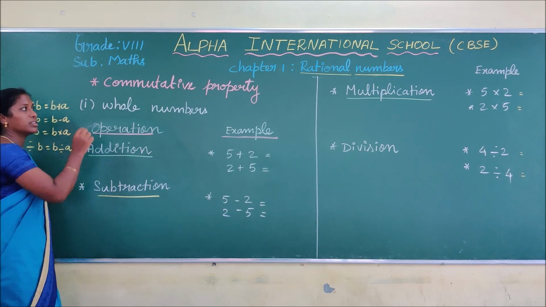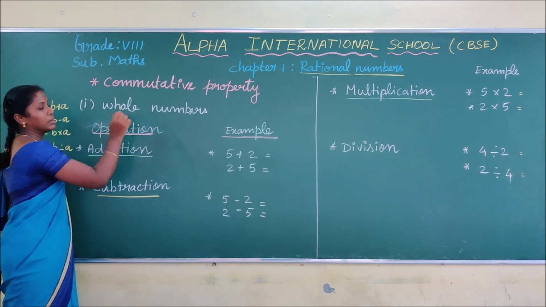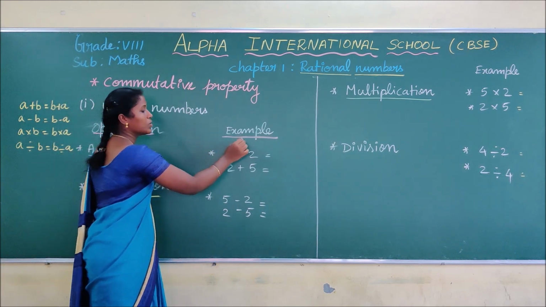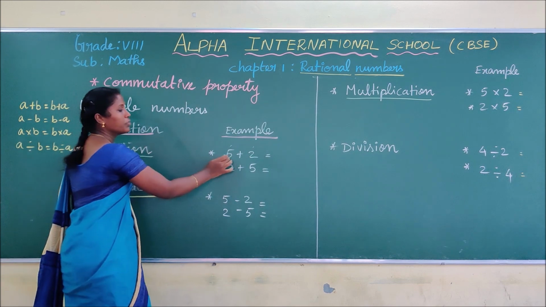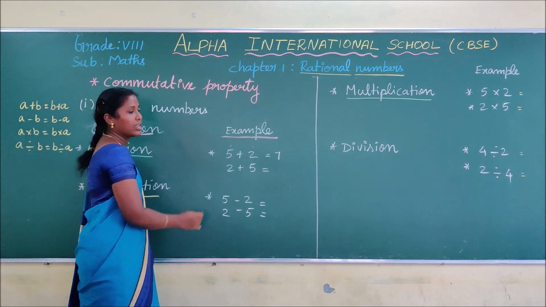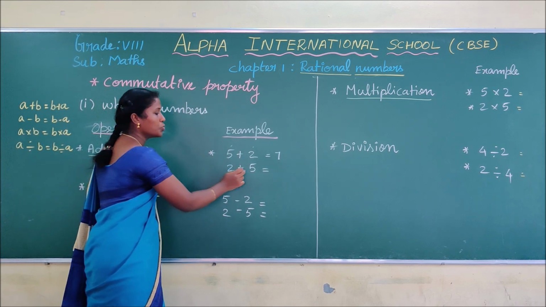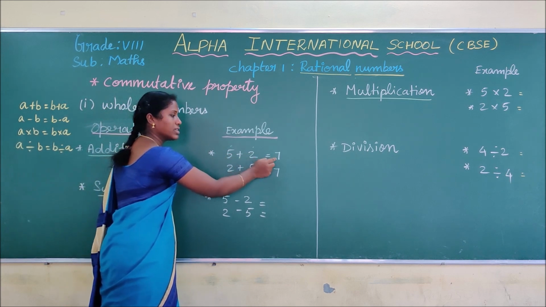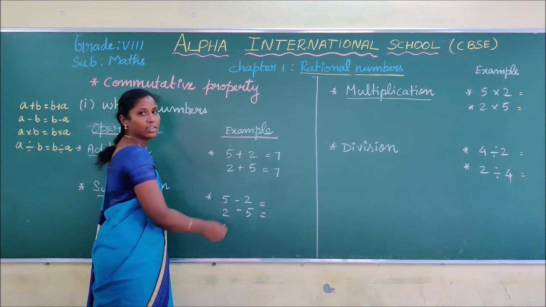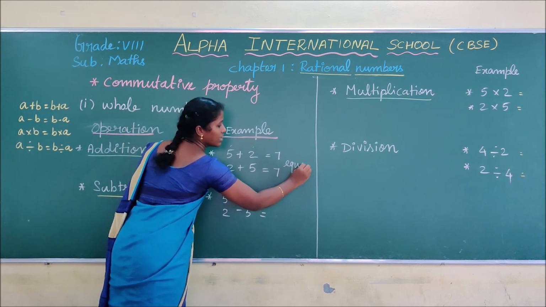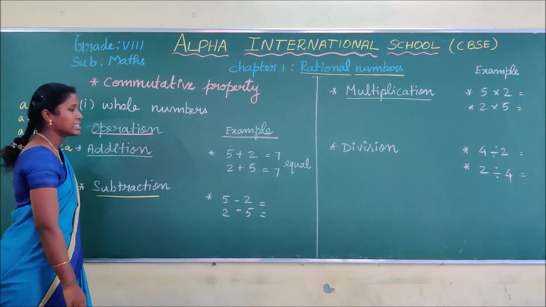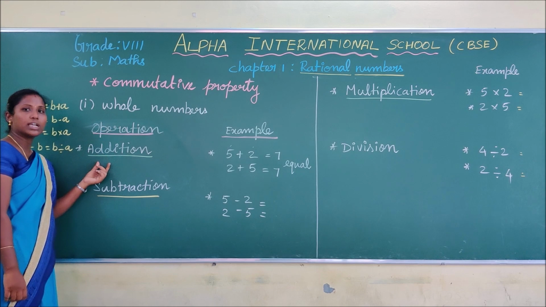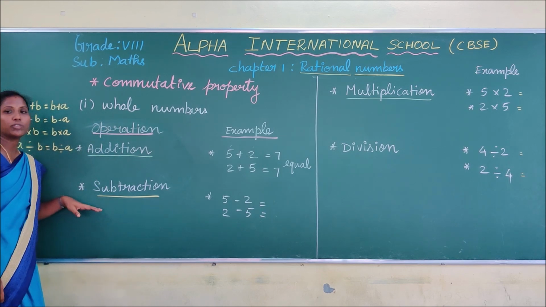So now we are going to check whether the commutative property holds for whole numbers. First, we are going to check under addition. Here, 5 is a whole number and 2 is a whole number. So 5 plus 2, what is the value? 7. Just I am rearranging the values. 2 plus 5, what is the result? 7. So look at that, in the form of A plus B the value is 7, and B plus A, the value is 7. So we are getting an equal result. So we can say that the whole numbers satisfy the commutative property under addition.